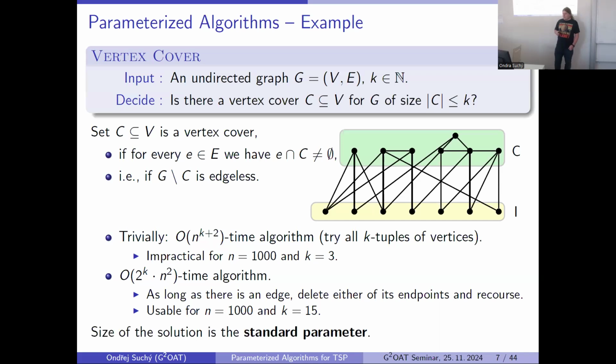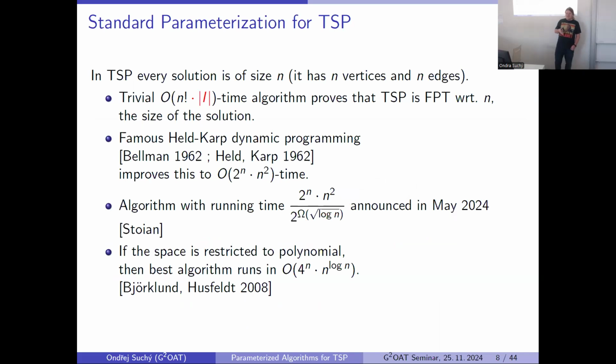Now, the size of the solution is called the standard parameter for parameterized complexity. So what is the standard parameter for our problem, namely TSP? Well, the size of the solution is n, the number of vertices of the original graph. But it's not really the size of the input, because the input can contain big numbers. So in fact, you can have a trivial solution, which is like n factorial times the size of the input. Even if you have large numbers, summing them you can do in linear time in the size of the input. But the size of the input is not the same thing as n.